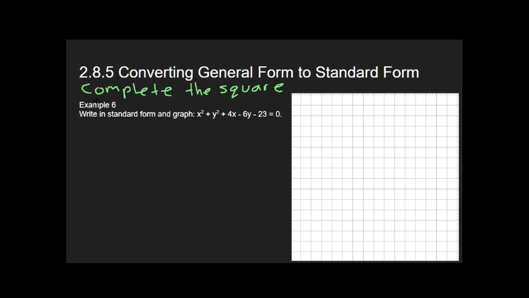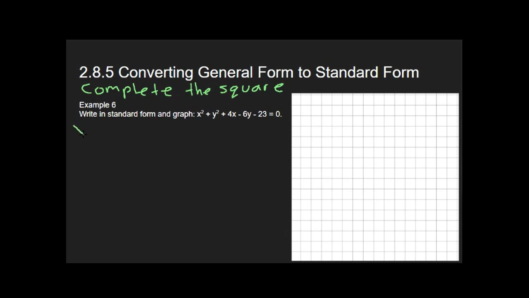To write in standard form and graph x squared plus y squared plus 4x minus 6y minus 23 equals 0, the first thing we're going to do is move the constant over to the opposite side of the equal sign from everything else, and rearrange it so that all the x's are together and all the y's are together.